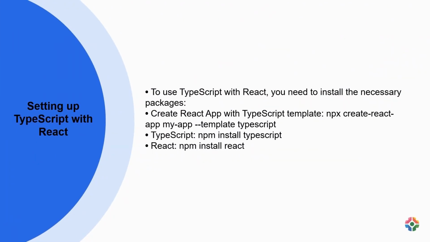To utilize TypeScript in React, you must first set up the required packages. Begin by creating a new React application using the TypeScript template: npx create-react-app my-app --template typescript. Next, install TypeScript by running npm install typescript, and then install React with npm install react. This sequence of steps ensures that your React project is configured to incorporate TypeScript, enhancing type safety and developer productivity. For instance, by utilizing TypeScript in a React project, you can catch type errors early during development, promoting code quality and reducing runtime issues in your application.